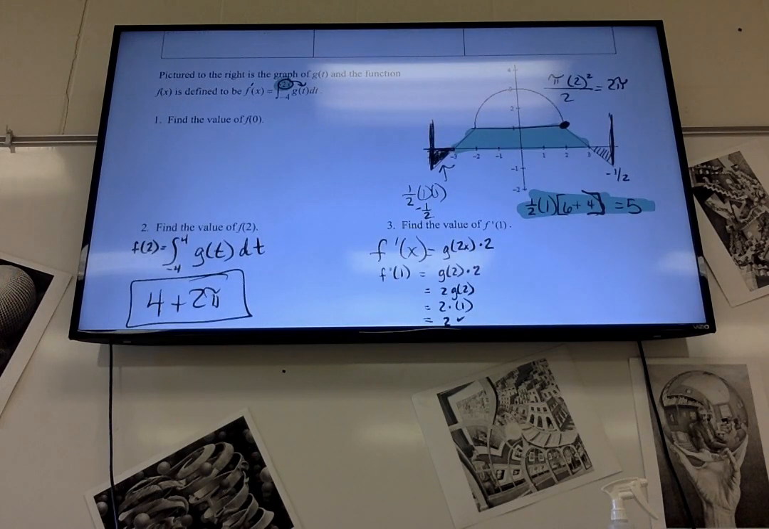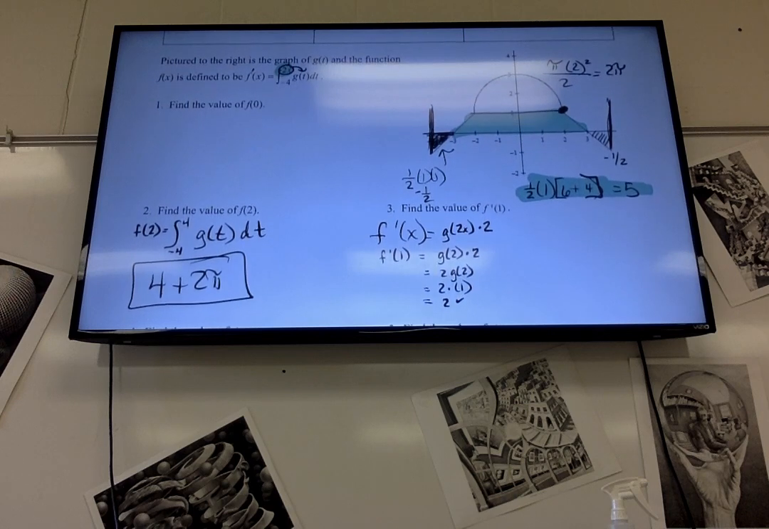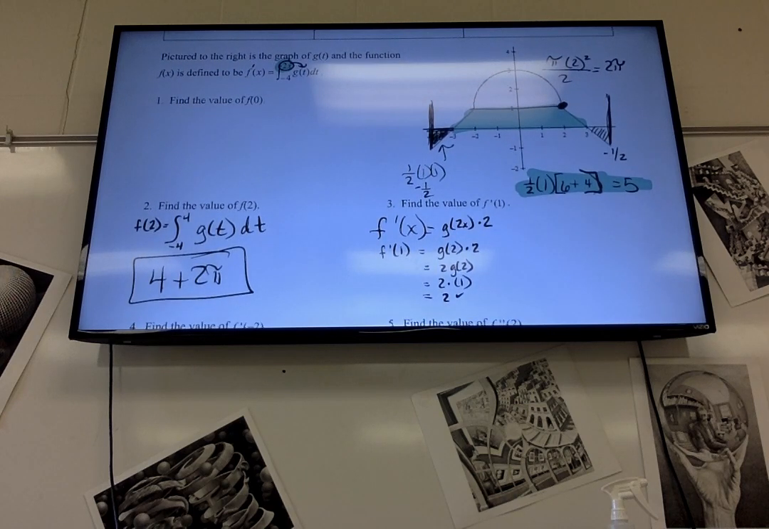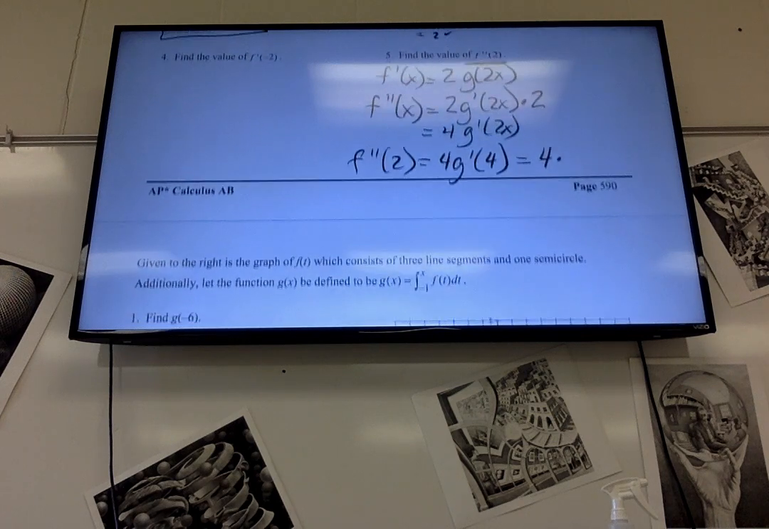G prime of 4. That's the flow point. But it's still going to be negative 1. That's what I said. Right, positive 4? Yeah. No, you can't tell what the slope is of that. Why? Oh, because it doesn't continue. Yeah. I know what the slope is on this side, but I don't know the slope on this side. This is undefined.